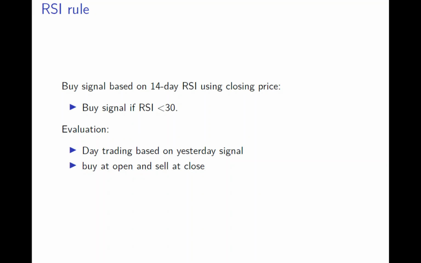Next example, we want to show something more complicated. We want to show you how RSI 14 days plays, and then compare it with the filter rule. So we have a buy signal when RSI is less than 30. We don't have a sell signal because we only do day trading. So when RSI is less than 30, we buy on that day, and we sell at the close. So buy and sell are based on yesterday's signal.